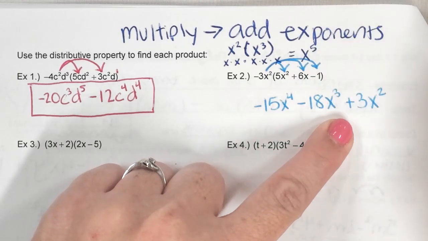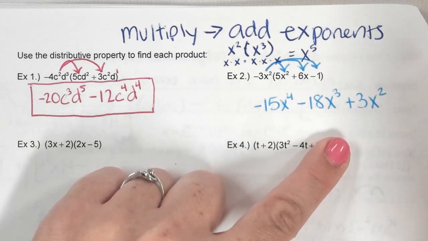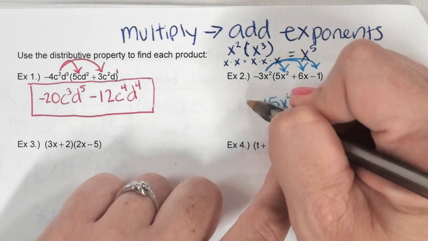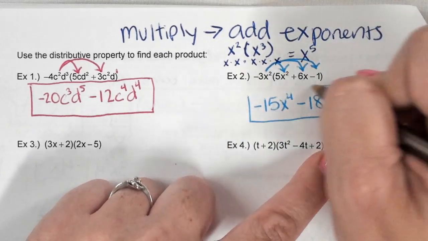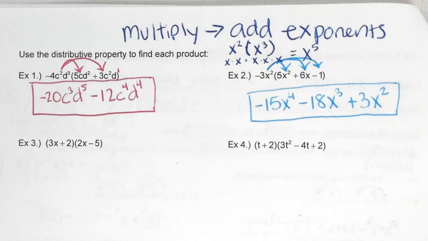Remember, anything times 1 is itself, and 2 negatives makes a positive. Is it in order? Are there any like terms? No, so we're done. Pretty simple. We like that one.